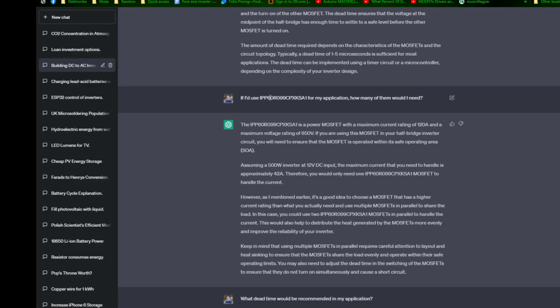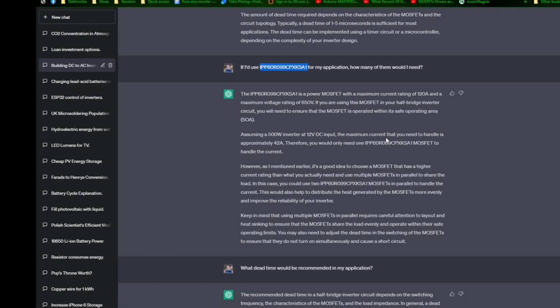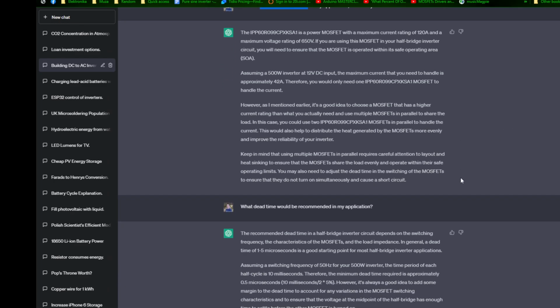If I use this MOSFET, which I could find for about 10 quid plus shipping probably, how many would I need? Yes, so it's a power MOSFET. Maximum current rating is 120 amps, and maximum voltage rating is 650 volts. "If you're using this MOSFET in your half-bridge inverter circuit, you will need to ensure that the MOSFET is operating within the safe operating area. This inverter maximum needs to handle approximately 32. However, as I mentioned earlier, this is a good choice of MOSFET with the higher current rating." Maybe you pause it, you read it, you'll know.